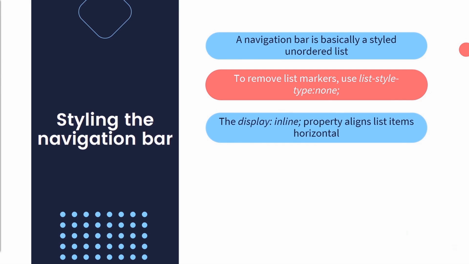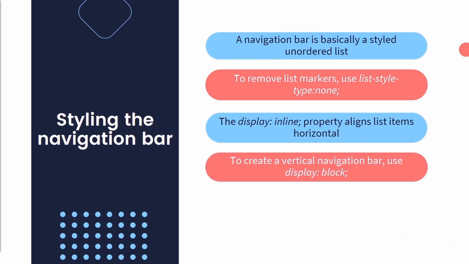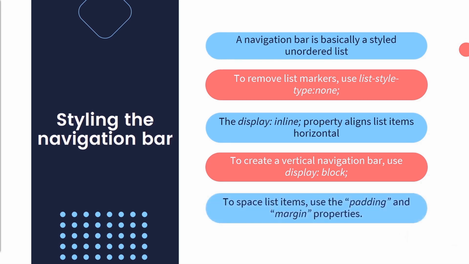And I will be showing you an example of this very shortly. And then to create a vertical navigation bar, we can use display block. Now, there's this difference between inline and block display elements, and this is extremely important to understand as we progress through web development. And later on in the session, I will be covering the difference between inline and block level elements. Also, to space list items, we use padding, margin, and even borders sometimes as properties. And again, this is something we will be covering in this session.